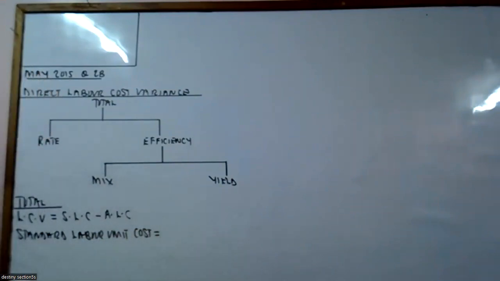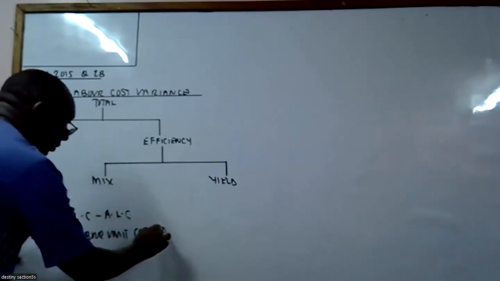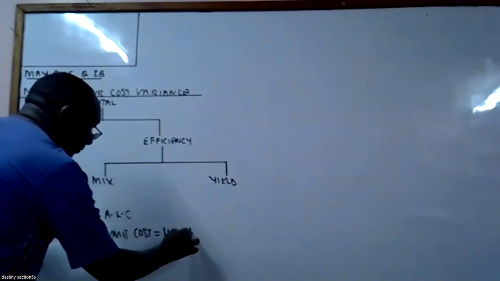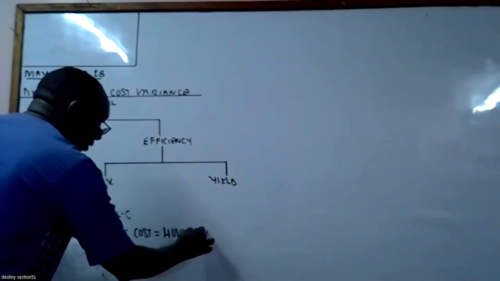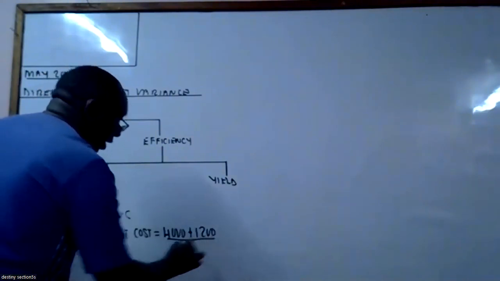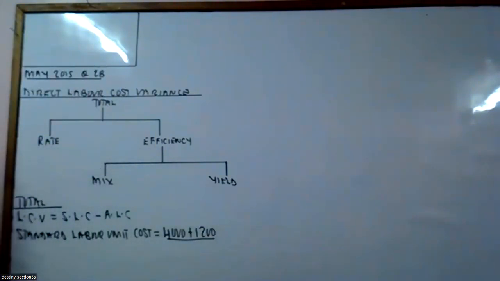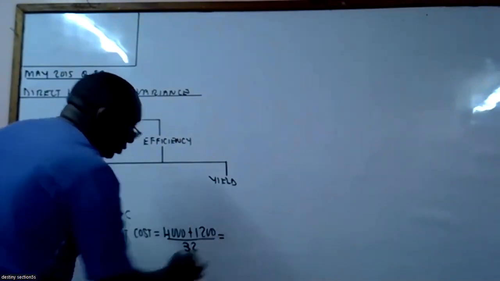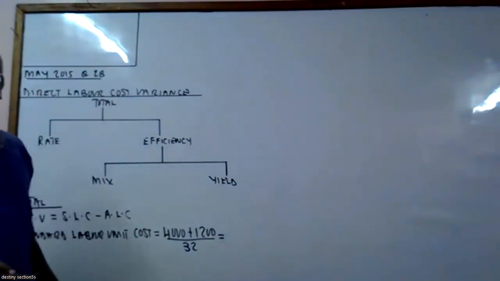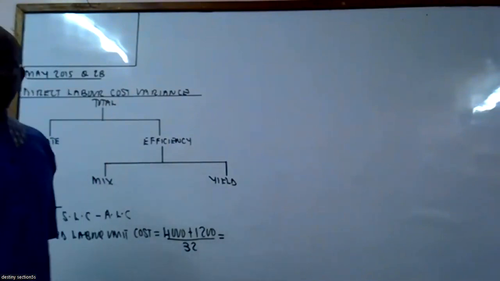Looking at this question, we need to get the standard labor unit cost. Looking at our standard up there, you can see Department X was supposed to give us 4,000 and Y was supposed to give us 1,200. And these were supposed to be enough for that 2 units. You remember yesterday, we had that 2 units. So based on that, tell me how much that is.